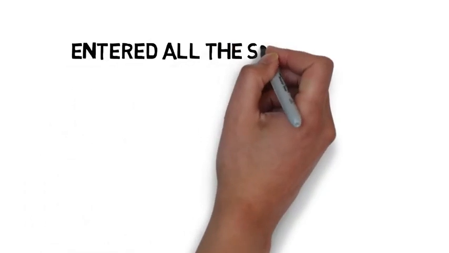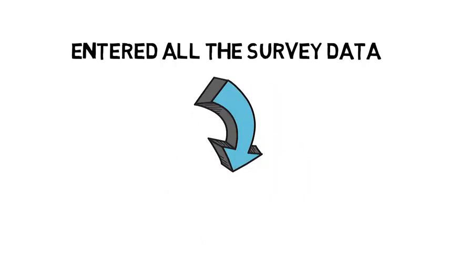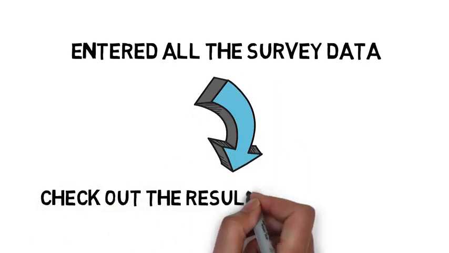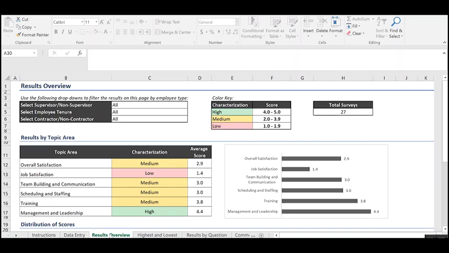Once you have entered all the survey data into the Data Entry tab, check out the results that are displayed on the other tabs. The Results Overview tab is designed to give you a high-level look at your results. The Results by Topic Area section shows your nursing home's average score for each topic area, with a corresponding range of high, medium, and low. This data is also shown in a bar graph to the right of that table. You can use this graph to get a quick look at how the various topic areas perform relative to one another.